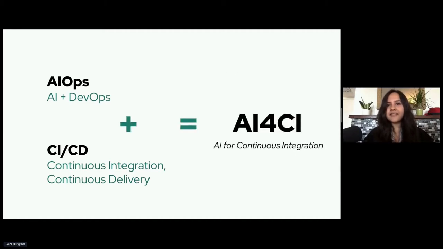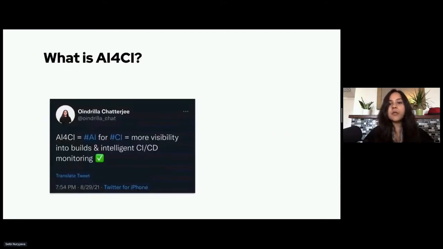So AI4CI is simply AI applied to CI/CD data. It's an intelligent open source AIOps toolkit, which can be used to better monitor builds in order to help the development lifecycle. So the goal of this project, AI4CI, is to build AI tools for developers by leveraging the open data made available by OpenShift and Kubernetes CI platforms.